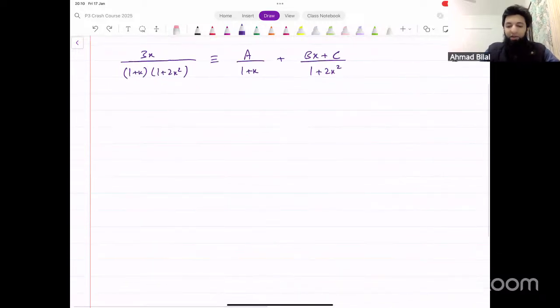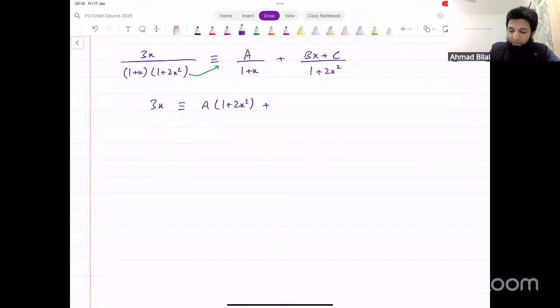Now we have to find the values of A, B, and C. We multiply by the denominator on the right side. First of all, what does that give us? 3x is identical to A into (1 plus 2x squared) plus (Bx plus C)(1 plus x). Please make sure to always write brackets here. Don't write it as Bx plus C and 1 plus x.